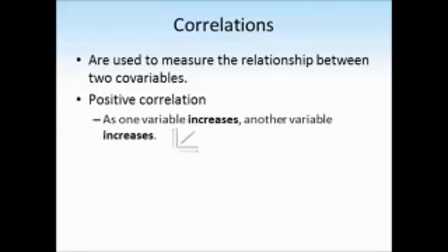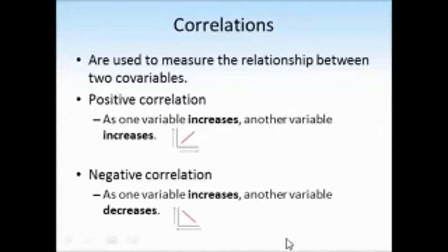So we could have a positive correlation where one variable increases and the other variable also increases. So as one gets higher, the other gets higher as well. So positive correlation looks like this. Or a negative correlation. So as one variable increases, the other variable decreases or gets lower. There can also be no correlation at all.